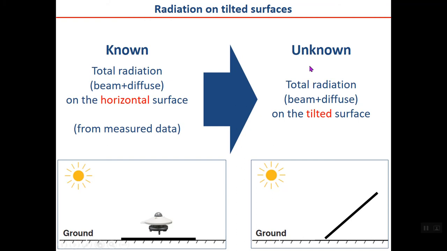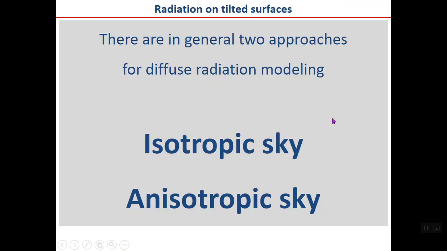So, what is unknown in this section? Total radiation on a tilted surface. You have a tilted surface and you want to calculate the radiation on that surface. What is known? Total radiation, and also I should add here, the beam and diffuse radiation on the horizontal surface from measured and modeled data. For example, you have a pyranometer maybe here, and you can measure the horizontal irradiation or irradiance, and then you want to calculate the tilted surface radiation.